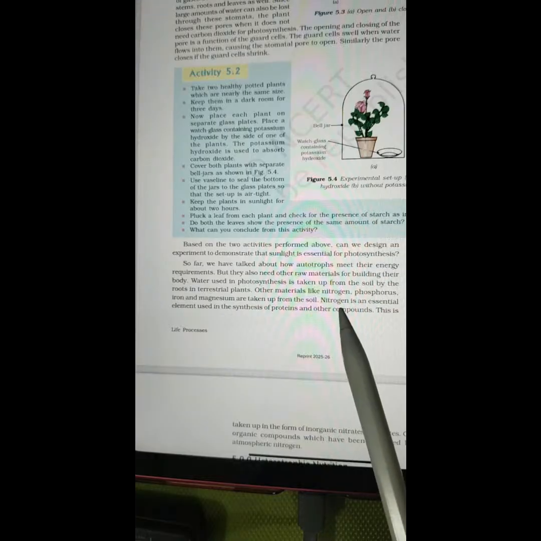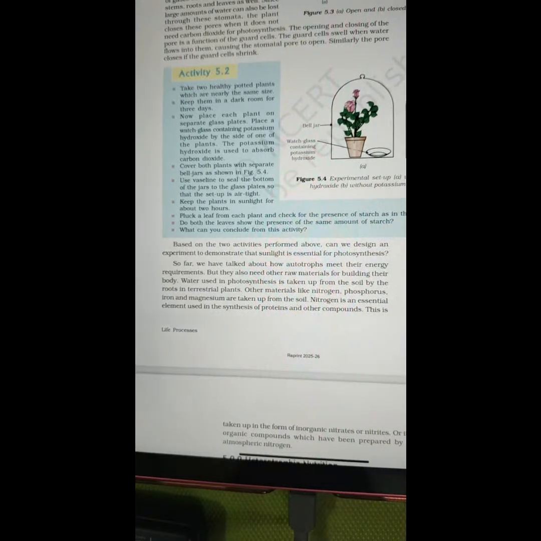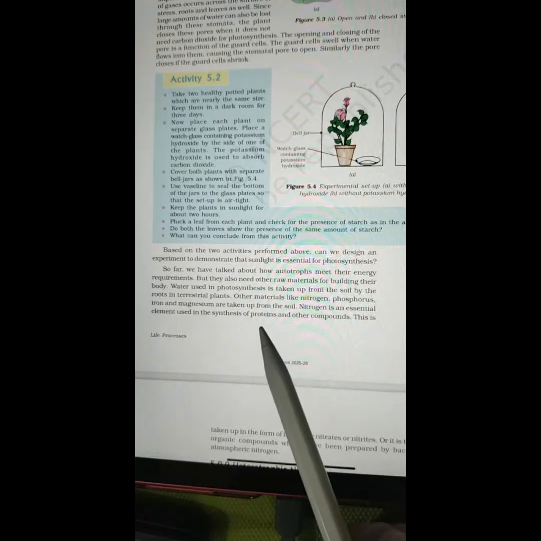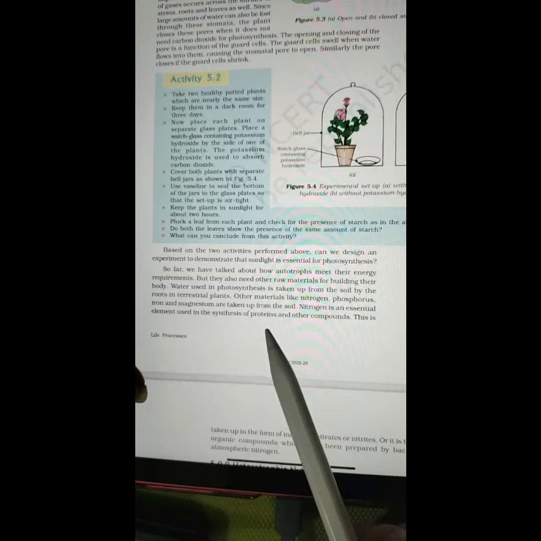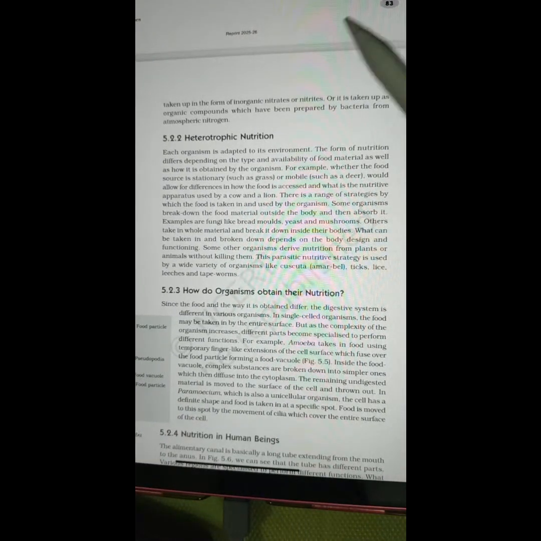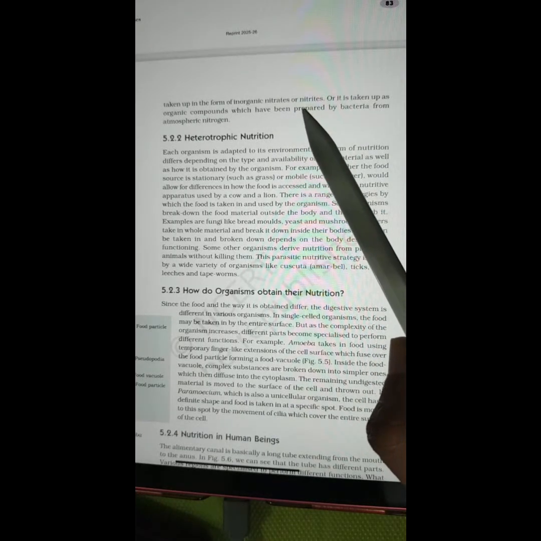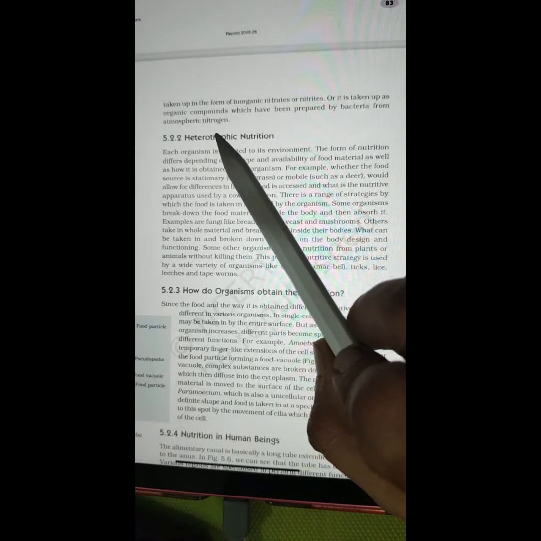Nitrogen. Nitrogen is an important macronutrient. This you have read in class 9th, that it is required by the plant in huge amount. So nitrogen is a basic component of proteins and proteins are made up of amino acids. So we are doing the difficult spellings of life processes chapter. In case you feel difficulty in pronunciation of any word, you can write it in the chat. Inorganic nitrates, nitrites. Atmospheric nitrogen.